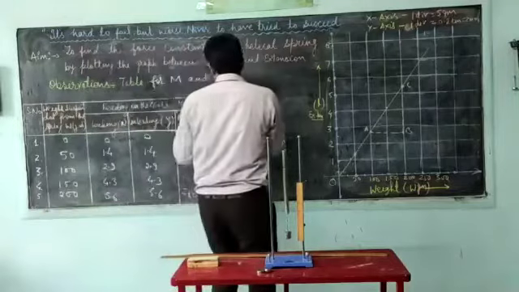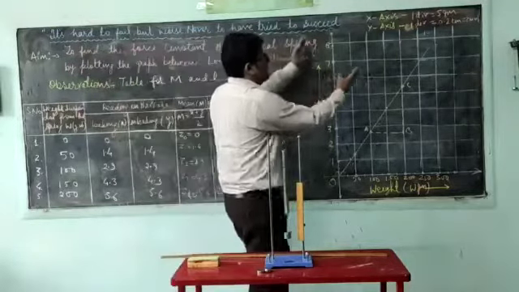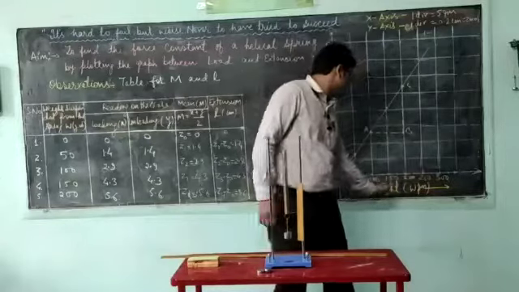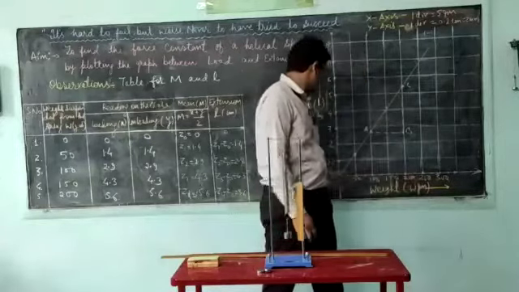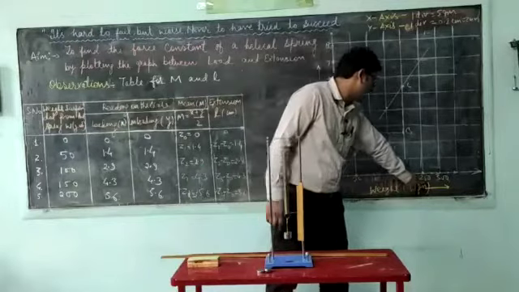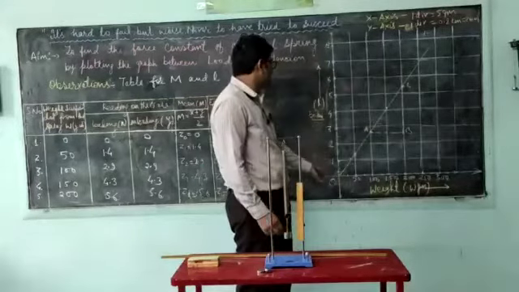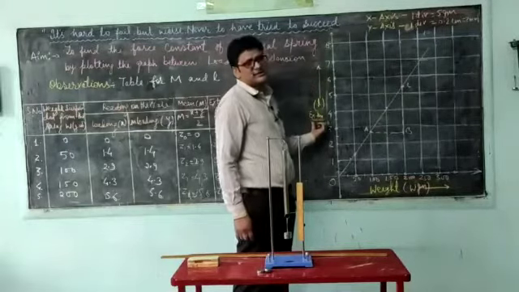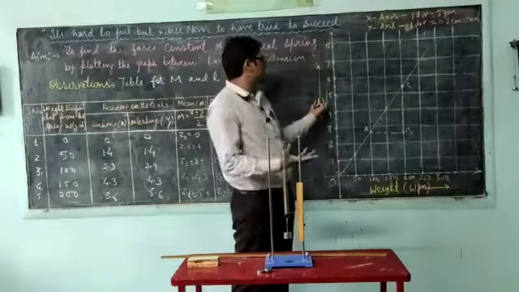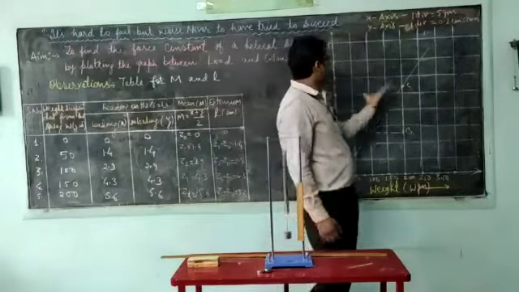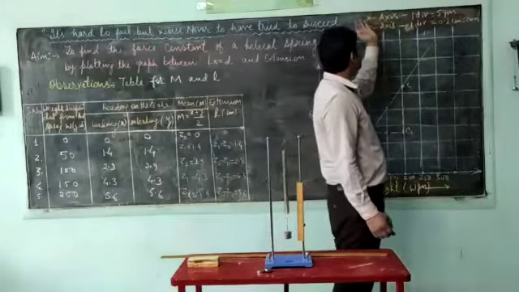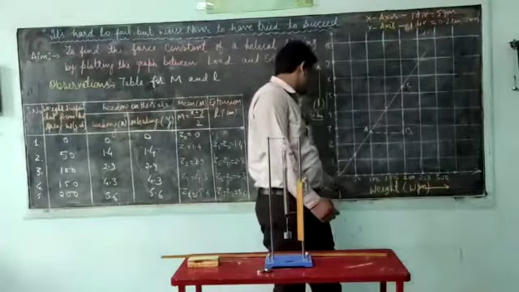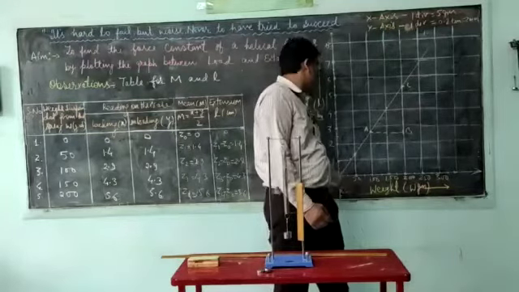So all the things from this table we will plot in the graph. This is the graph, and this x-axis represents the weight, in gram. I have taken 50, 100, 150, 200, 250, 300; you can take like this only. Along the y-axis I have taken the extension, that is called L, or we can say delta L. In the graph I have taken the scale on the x-axis: 1 division equal to 5 gram. So from here to here there are 10 divisions, that is equal to 50 gram.